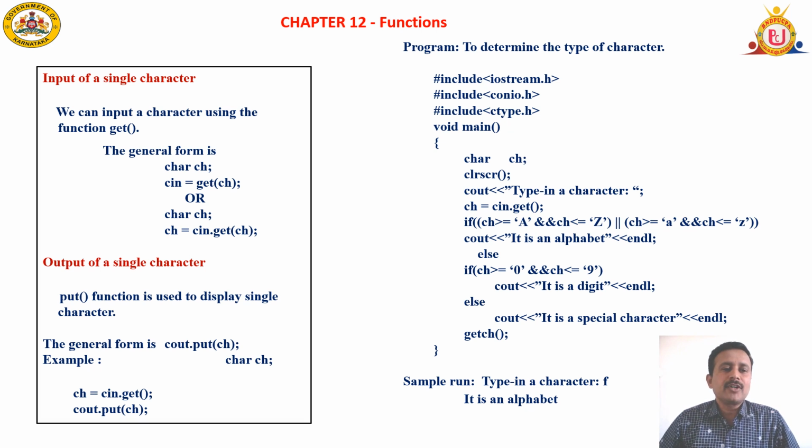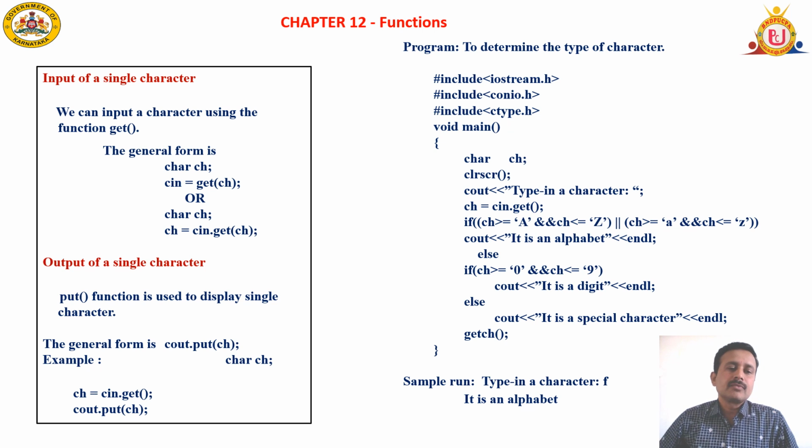See, with the help of get function, I can input a single character. The general form: the data type we are going to use is char, and the variable name is ch. Here, cin.get(ch); this particular function, get function, accepts a character under the variable called ch, and assigns it to the variable.